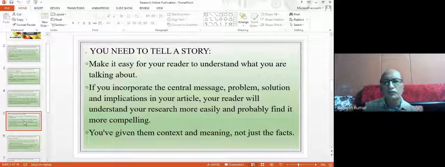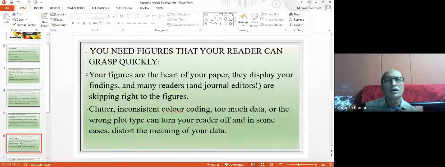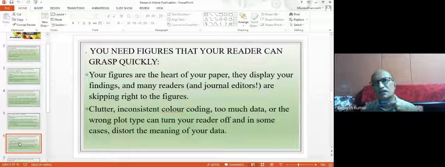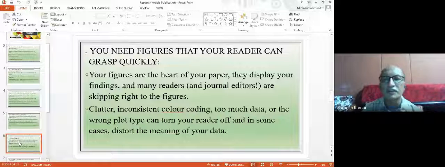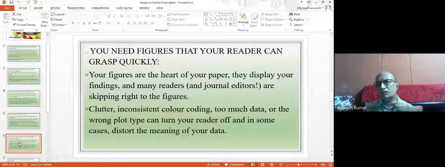Okay. So now let us look at the other one. You need figures that your readers can grasp quickly. There is a saying, figures talk a lot when it comes to words. Words are lengthy in terms of what you are trying to tell, but when you represent it in the form of a figure, people will be able to grasp things very easily.